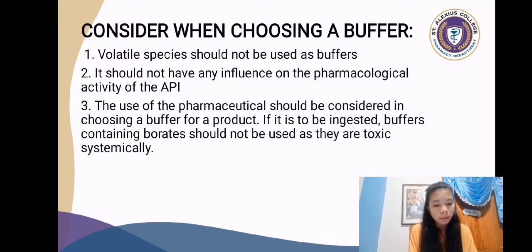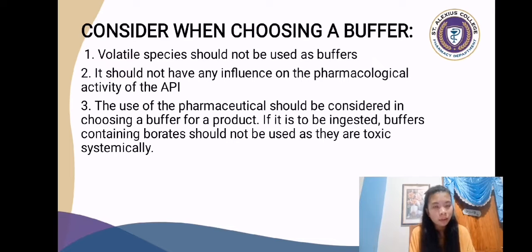So, first, volatile species should not be used as buffers. Like the word volatile means it quickly evaporates into gaseous substances. So, those volatile species hindi dapat ginagamit as buffers, just like the acetones or other chemicals that are volatile. Madaling nag-evaporate. Second is, it should not have any influence on the pharmacological activity of the API.